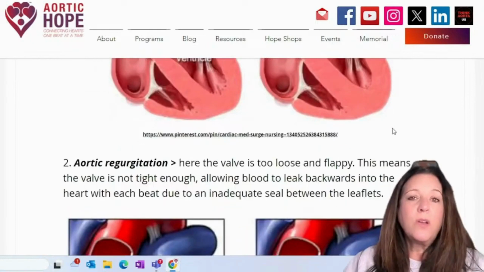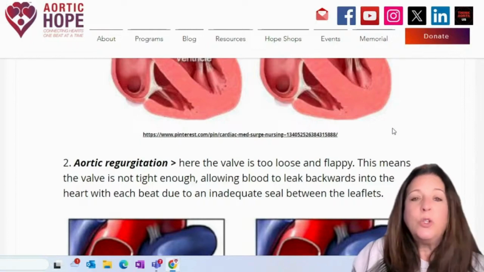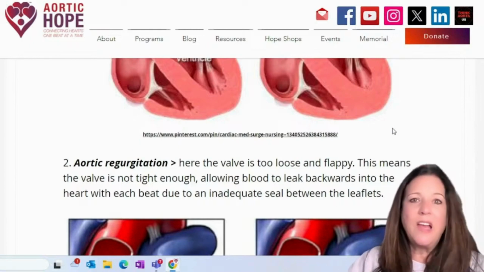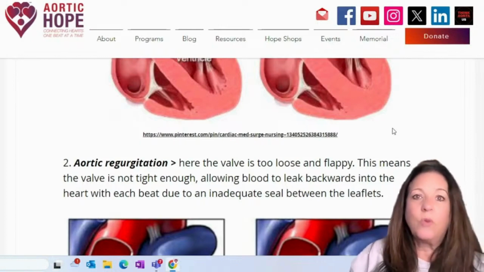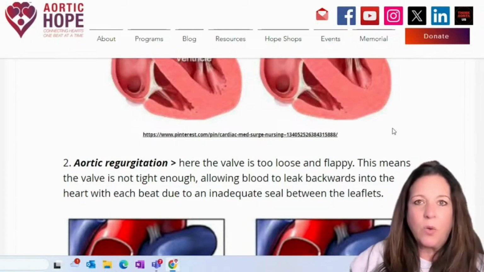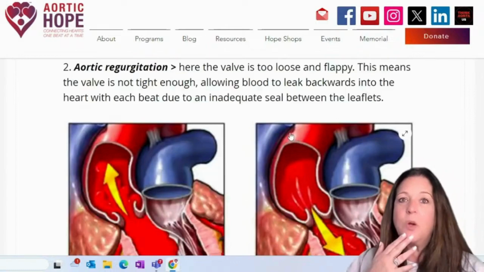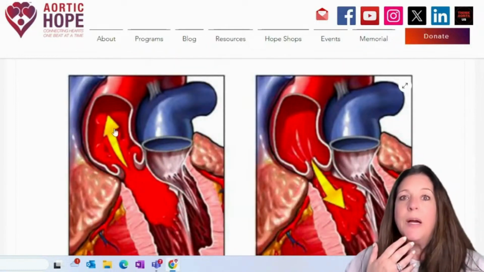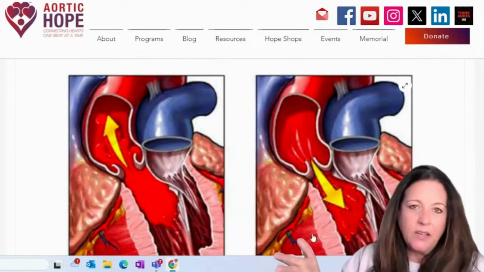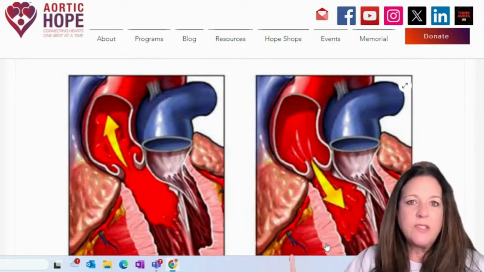There's also aortic regurgitation. That's floppiness of your valve, right? It's too loose. It means the valve is not tight enough, so it's going to let blood flow go backwards, or regurgitate. It leaks backwards into the heart with each beat due to an inadequate seal between the leaflets, which I was just mentioning. So here's your blood flow going up into the aorta, but if it's floppy, it's going to come back down into the heart. And this regurgitation comes in different degrees.